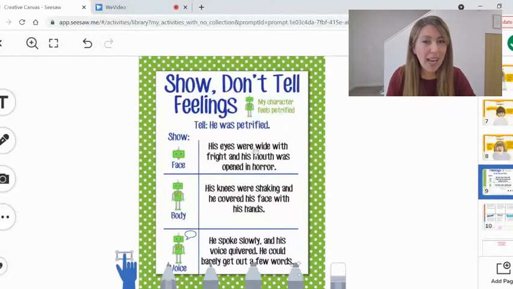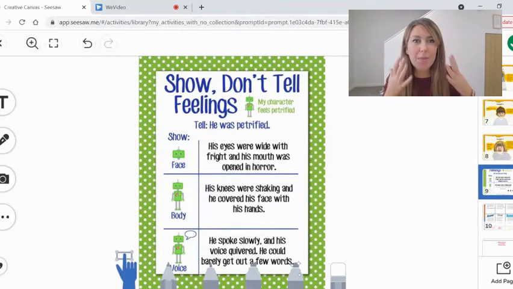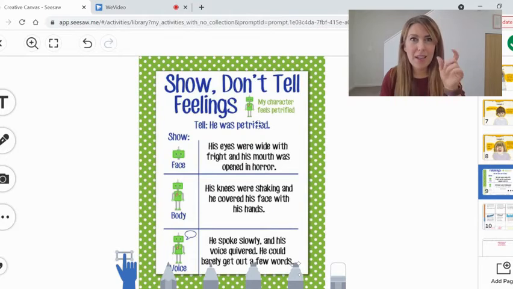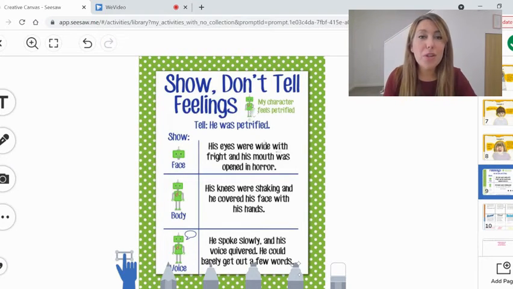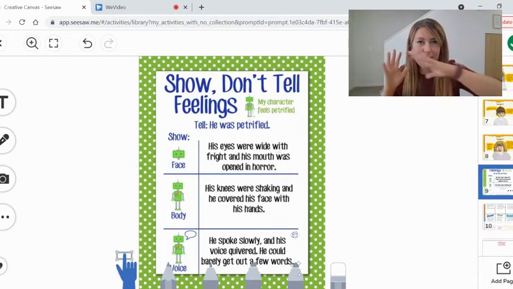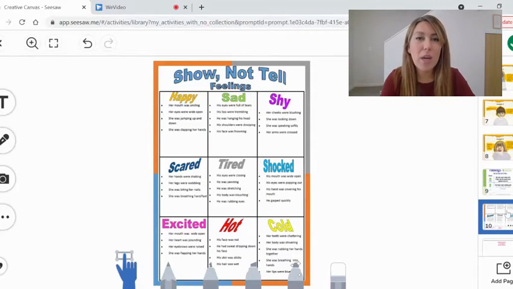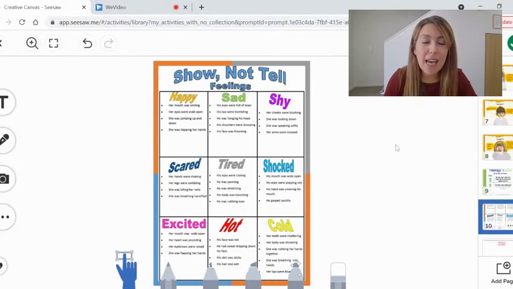And can you see how it adds a lot more detail when you show what's happening? Look how many sentences we got here just from describing the different things the body was doing and the different things the voice was doing. You have a lot more detail. If you just wrote, he was petrified, that's one short sentence. Then you have to think of many more. So showing helps us to extend our story into more detail. This is going to help you today, and you can use these as you're writing.